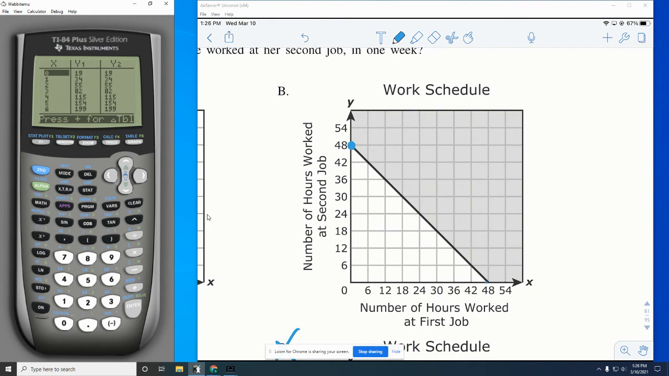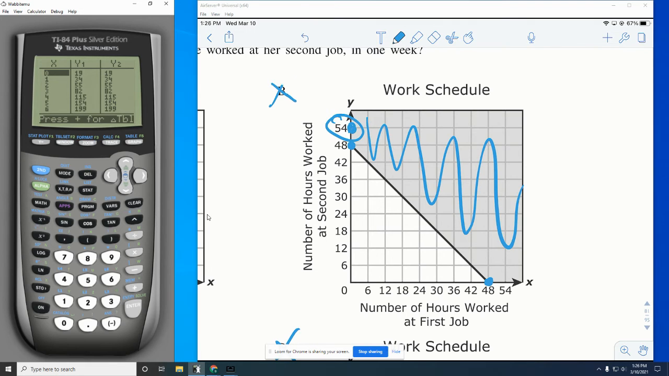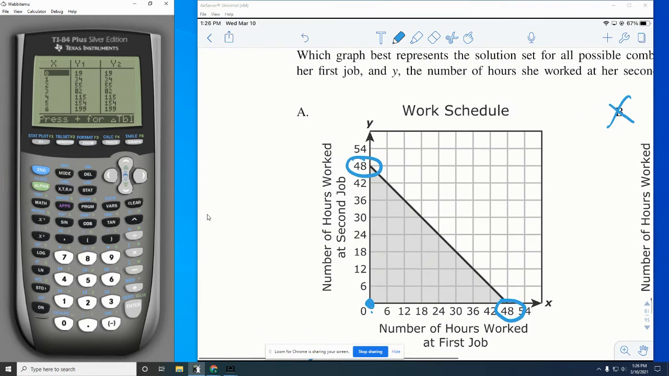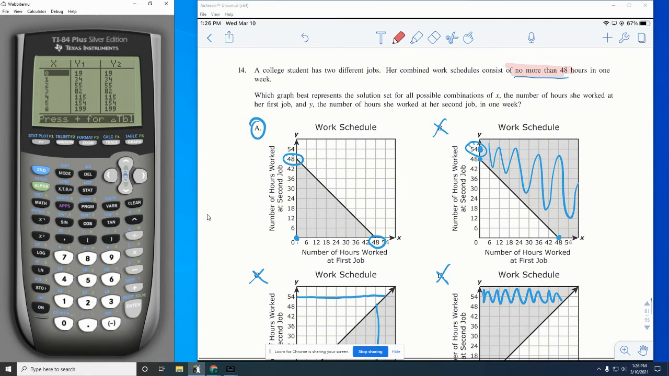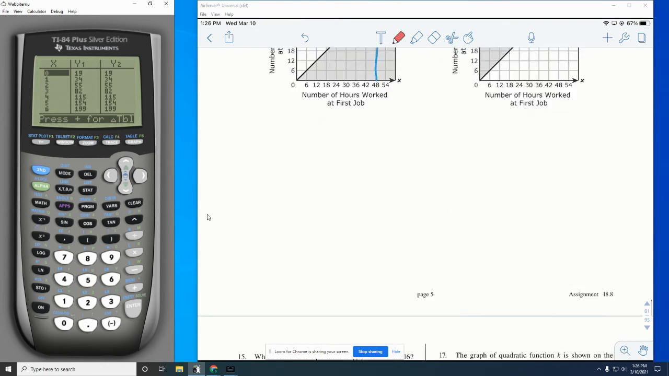B has you working at 48 at both jobs. However, if you notice where the shading is above the 48, meaning like up here you could work 54 hours at your second job. Well, she's not going to do that. So A is going to be my correct answer. So that one's kind of a weird one, but all you have to do is read and look at the graphs. Remember, the shading is your solution set, so that does make a difference between A and B.